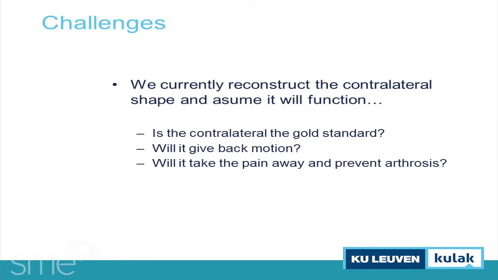But is this enough? We currently reconstruct the contralateral side, the contralateral shape, and we assume it will function. This means that the contralateral side should be the standard. But reaching that standard, will it give back motion? Because the patient is not looking for a perfectly matched radius. The patient is looking for pain relief. Patient is looking for function.